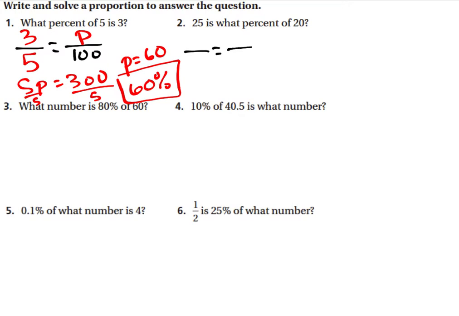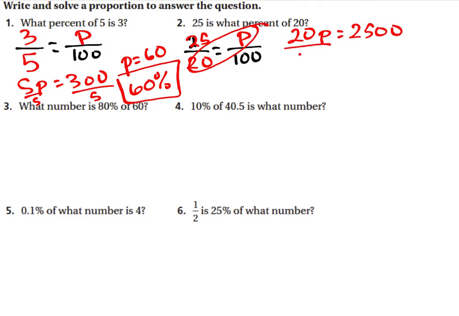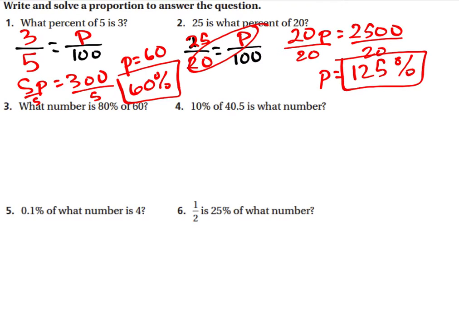Next one. 25 is what percent of 20? Well, 25 is the part, 20 is the whole. We're trying to find the percent. If we cross multiply here, we'll get 20p equals 2,500. We can divide both sides by 20, and p is 125. We need to remember to put the percent symbol on that. It's 125%.